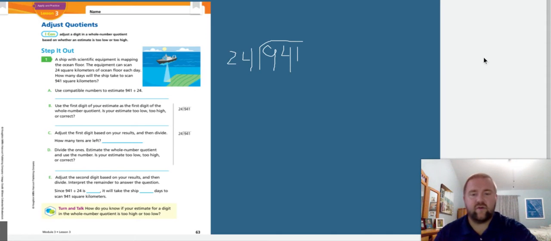Now, some of us sometimes have a little bit of difficulty figuring out how many times 24 can go into 94. So one of the things that I like to use as a trick is to make an estimate in my head and say, all right, well, the first digit's a 2. How many 2s can go into 9? I know 4 can. So I would try a 4, and I would say 24 times 4. 4 times 2 is 8, plus 1 is 9.